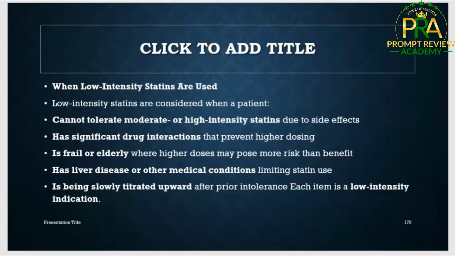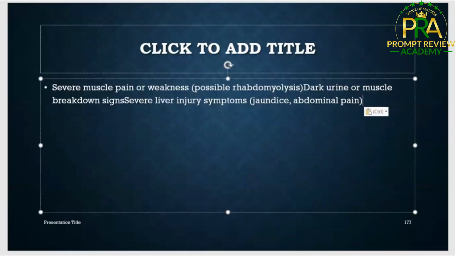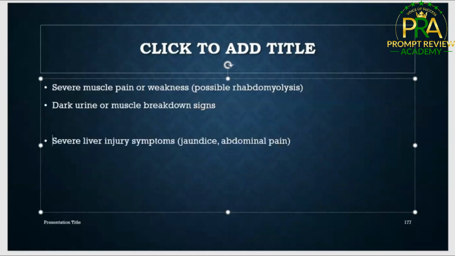Tell the patient, educate the patient. So that is the muscle pain and weakness, the dark colored urine, and sometimes it can also cause jaundice and abdominal pain. They also need to be able to report any muscle pain. I didn't say bone pain, I said muscle pain.